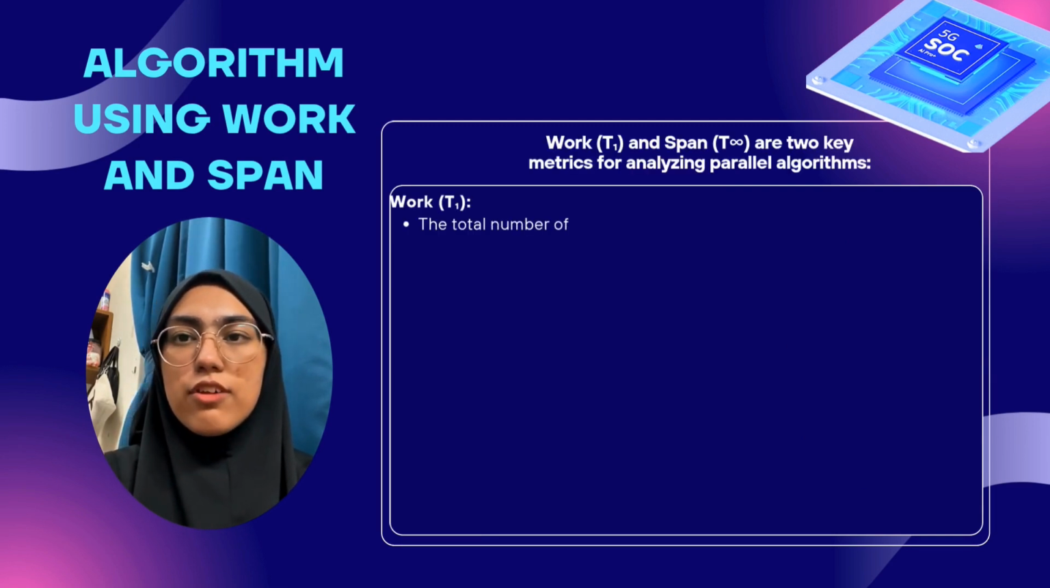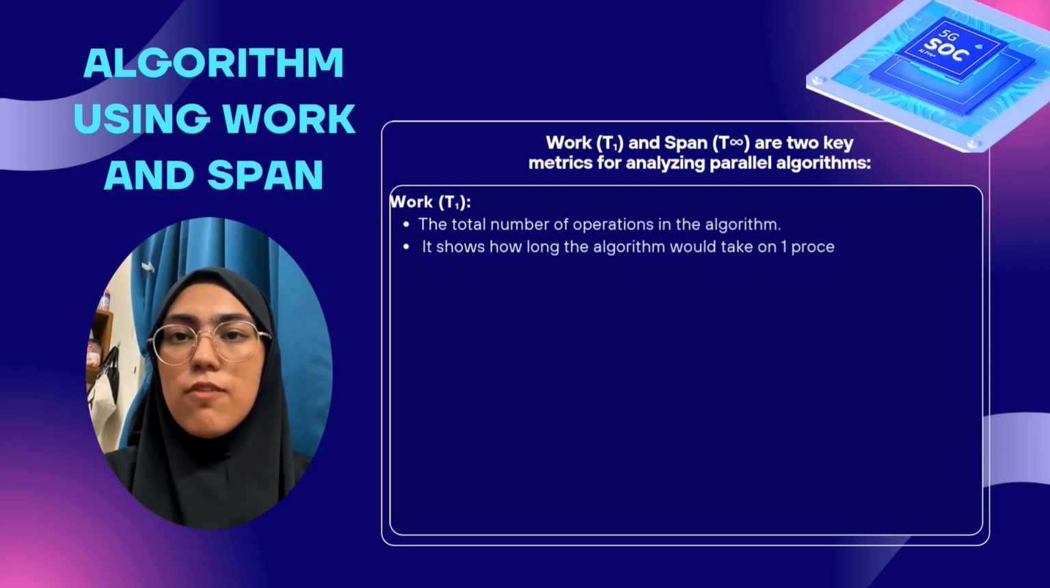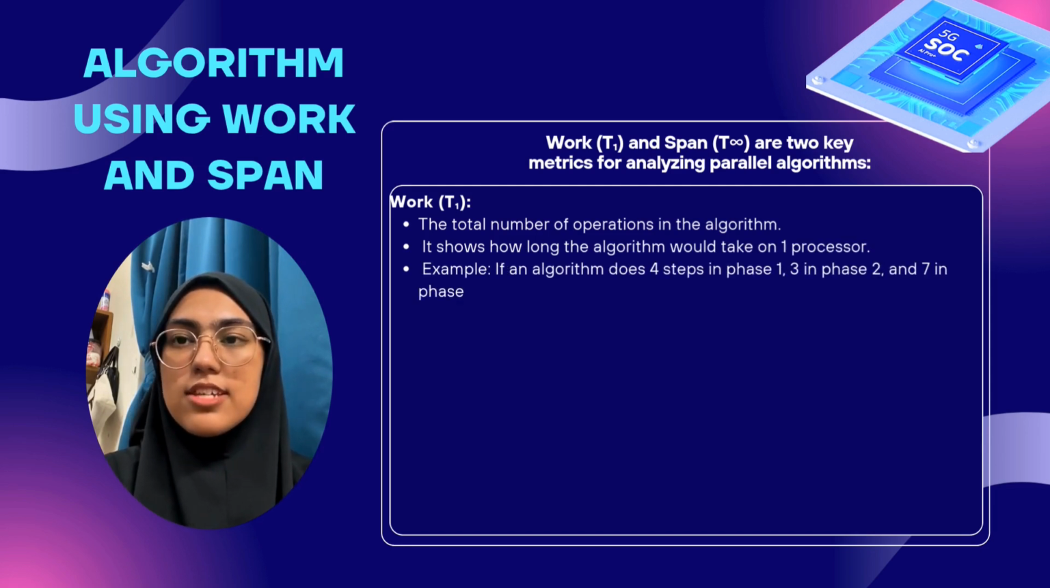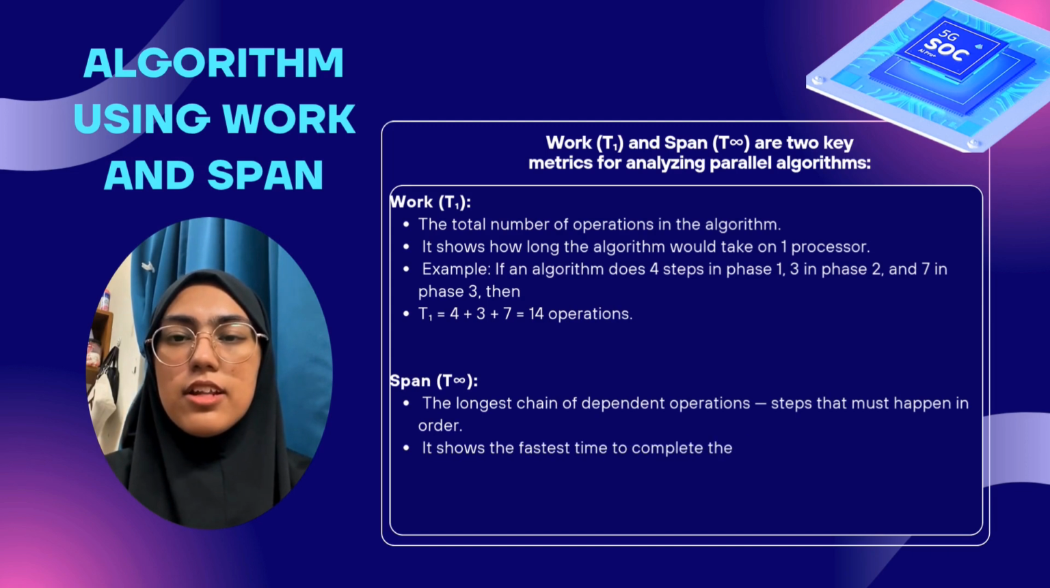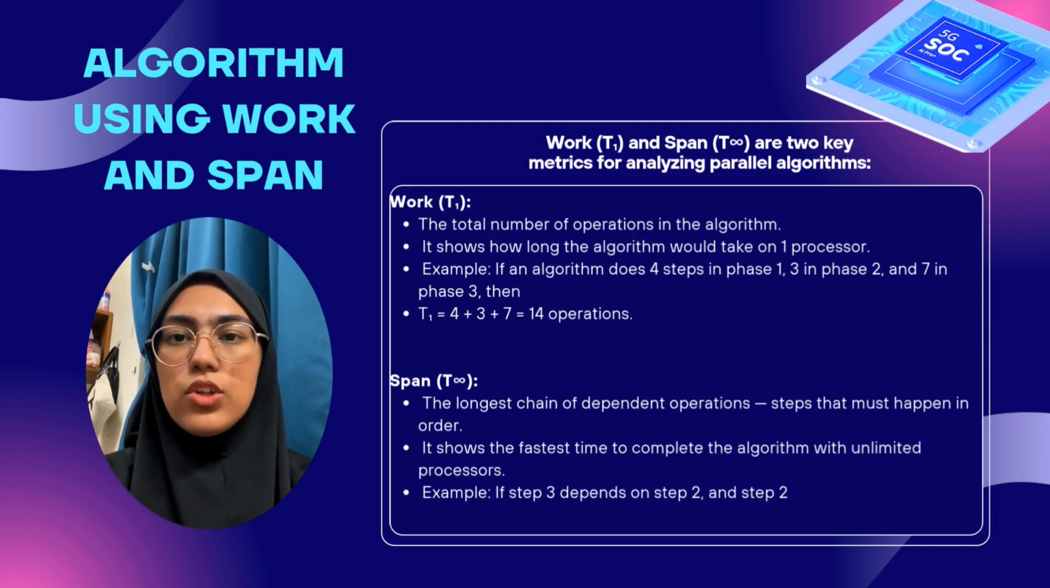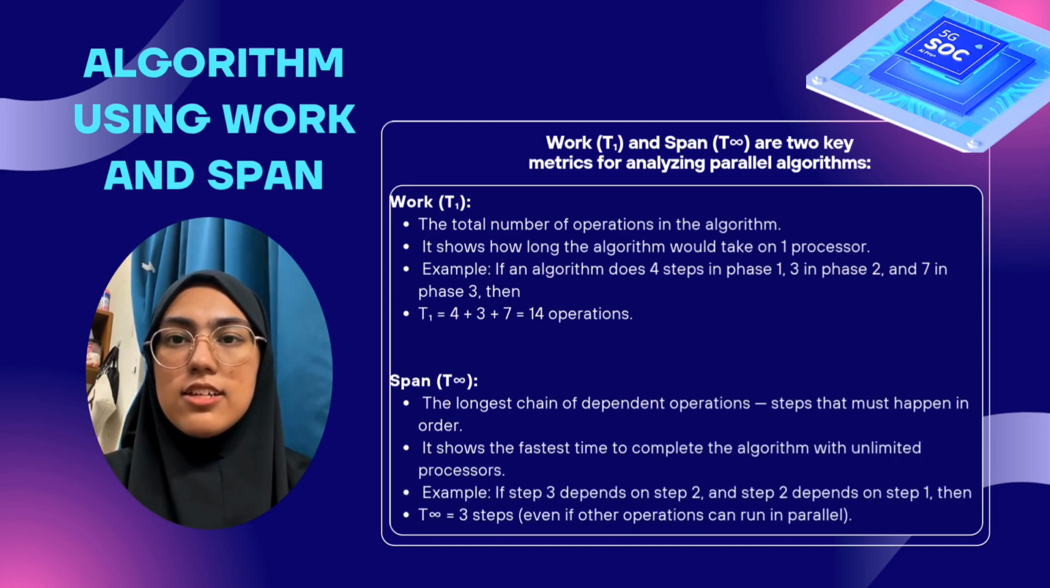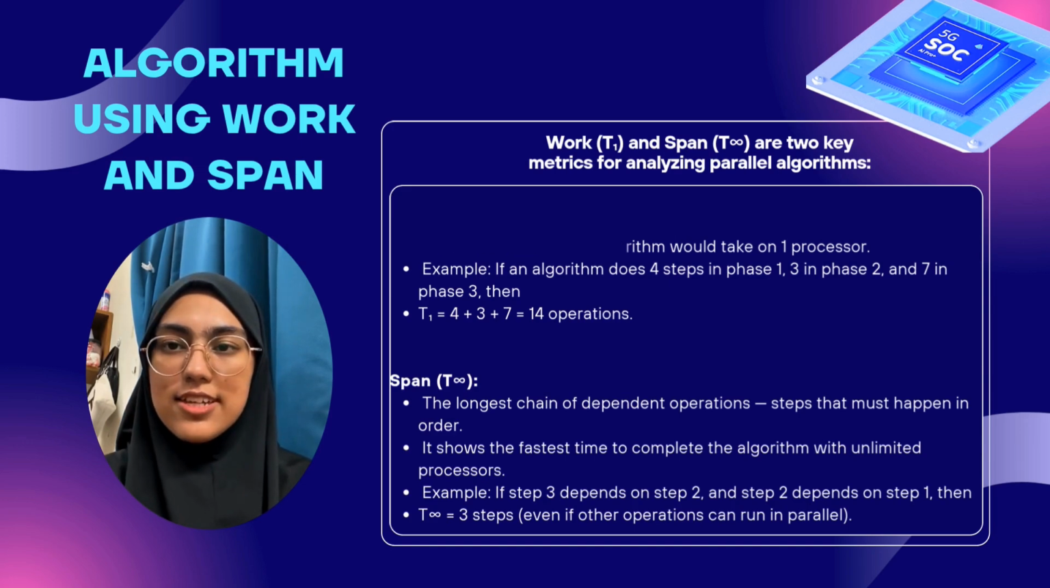Definition. Work, referred to as T1, is the total number of operations or steps if a single processor does everything, while span is the longest chain of steps that must run one after another due to data dependency. It tells us the shortest time needed, even with unlimited processors. So, both work and span are important to measure a parallel algorithm's efficiency.